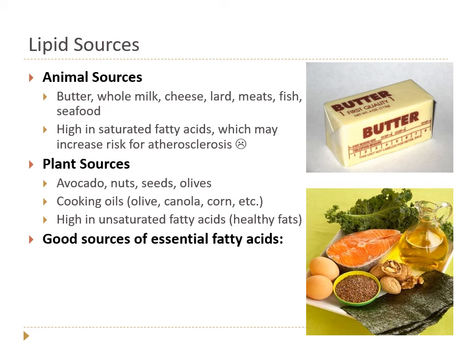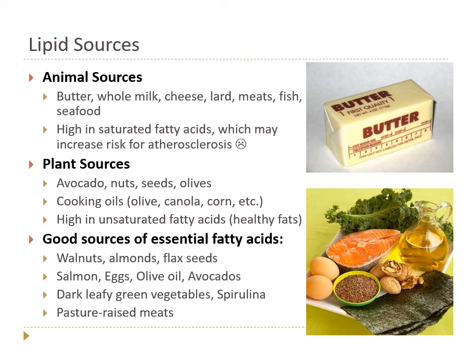Now, what about those essential fatty acids? So that's where these, quote, superfoods come in. They just tend to have a lot of, especially that omega-3 alpha-linolenic acid. So walnuts, almonds, flaxseed, salmon, eggs, especially if the chickens were pasture-raised chickens that were out eating grass and bugs, as opposed to ones that are given feed. Olive oil, avocados, dark leafy green vegetables like kale, spirulina, right, which we talked about before, nori, which is the seaweed that's used for sushi rolls, and interestingly, pasture-raised meats.